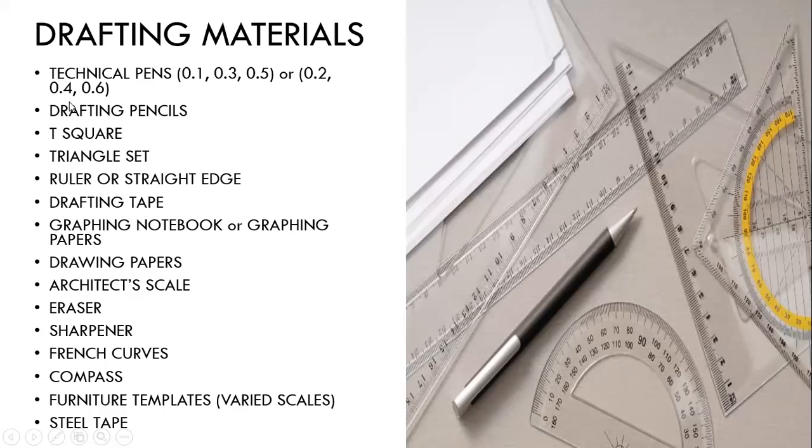The drafting pencils, you need to have a T-square, triangle. I think you already know this since you are third years. So: T-square, triangle set, rulers or any straight edges, drafting tapes, graphing notebook or graphing papers, drawing papers, architect scale, eraser, sharpener, French curves, compass, furniture template with varied scales, and steel tape.